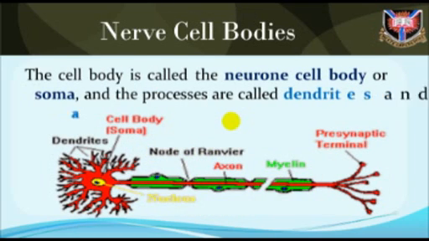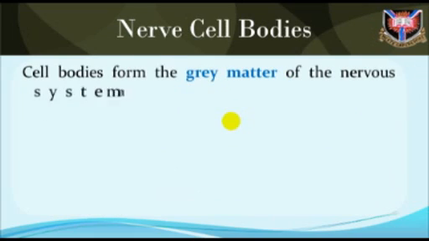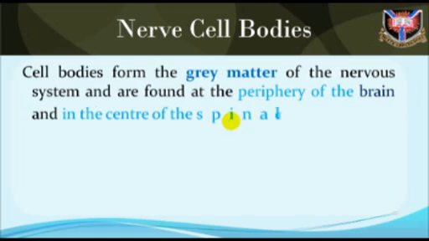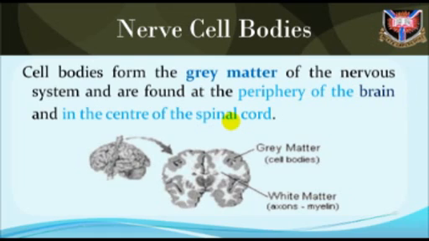Nerve cell bodies. The distinctive feature that sets a neuron apart from other cells is its shape. The cell body is called the neuron cell body or soma, and the processes are called dendrites and axons. They form the gray matter of the nervous system and are found at the periphery of the brain and in the center of the spinal cord. The cell body contains the nucleus, some ribosomes, mitochondria, and other structures found in most cells. Much of neural metabolic processes take place in the body.